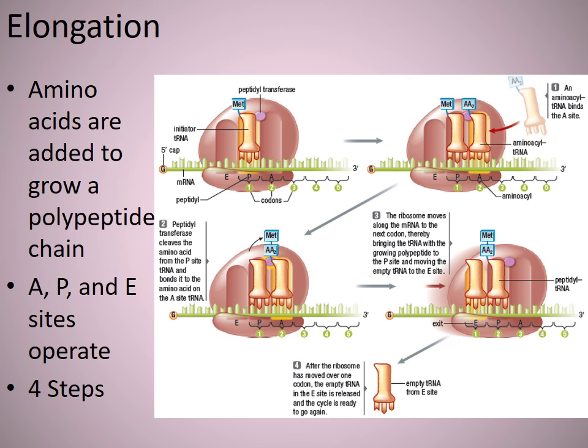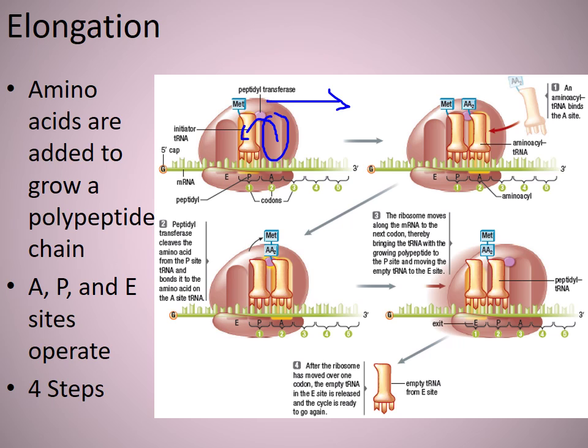Once the reading frame has been established, we see that these different sites now are important. We see the A, the P, and the E site. The A site is where the tRNA enters into the large subunit of the ribosome. The ribosome will move from the 5' to 3' position. So if the tRNA starts here, it will become the P site as the ribosome moves in this direction.